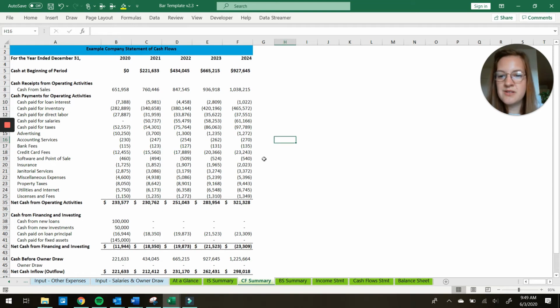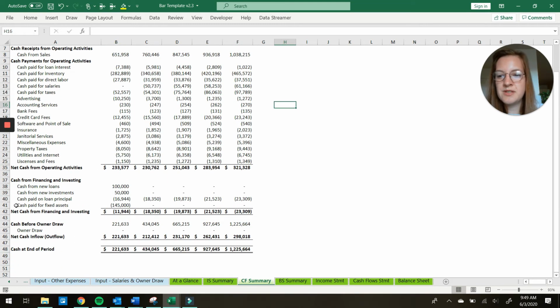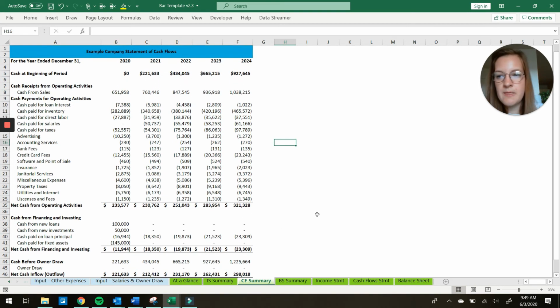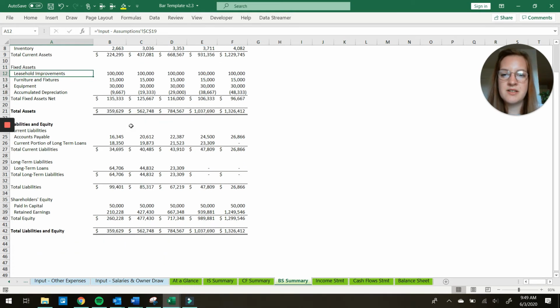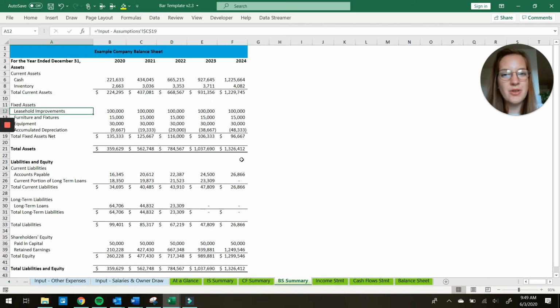Cash flow statement is really similar. We've got a couple items that don't show up on the income statement, including cash from loans and investments and cash paid on loan principal. Then the balance sheet here showing your assets, your liabilities, and your shareholders' equity. Note our balance sheets are always going to balance. That's one of the most time-consuming things of building projections on your own, getting your balance sheet to balance. But ours are ready to go and balanced, and they're doing all those calculations for you, so you don't have to worry about them being unbalanced.